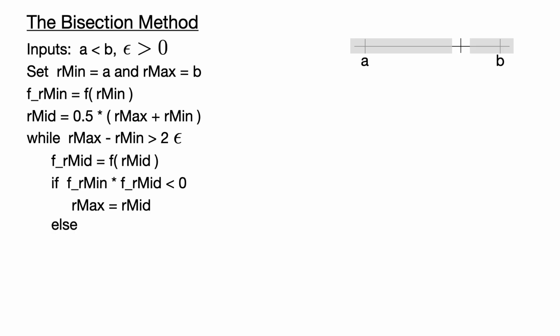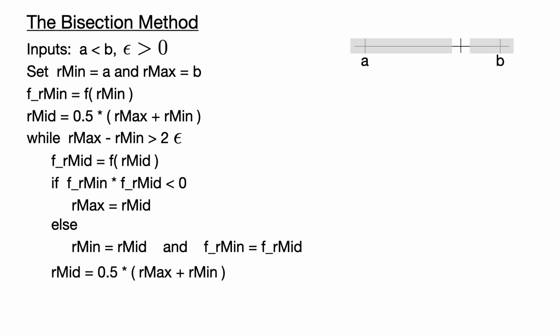If f of our min times f of our mid is not less than 0, that means we could eliminate the left half, and we do that by setting our min equal to our mid, and correspondingly f of our min equal to f of our mid. We then calculate the new middle point for the new min and max. This concludes the iterations, and we return our mid.